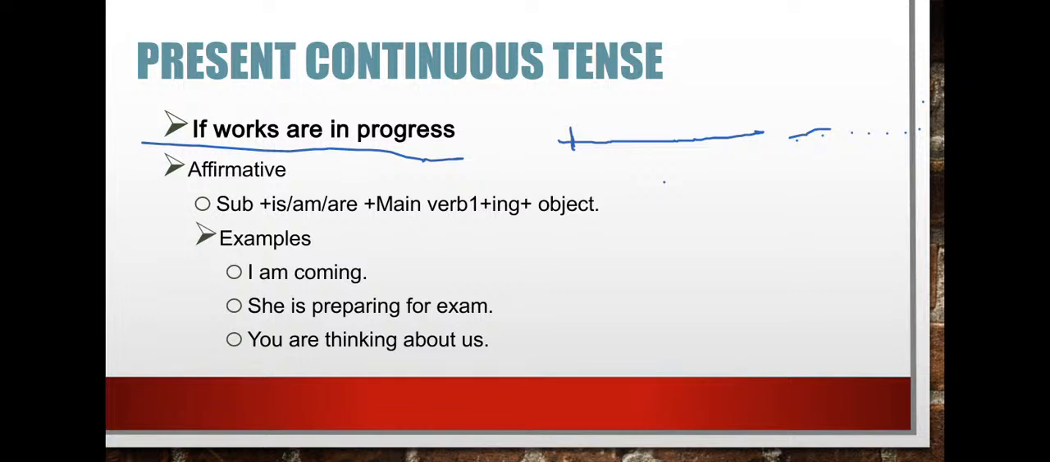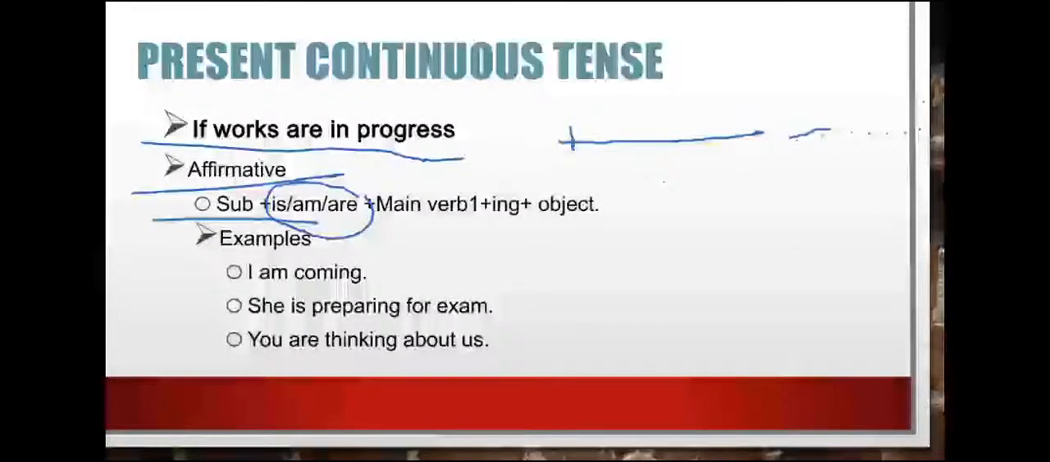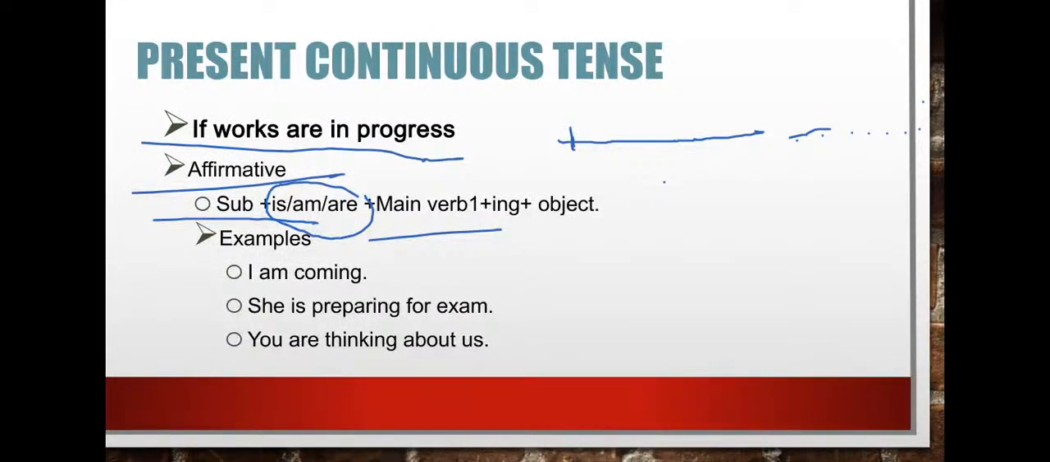Okay. The affirmative version of this one is subject plus helping verb, is, am, or are. Right now we have to use the helping verb in the affirmative as well, but in present simple we didn't use it. Now the main verb, first form of the main verb plus ing. It means the fourth form of the verb plus object or complement, could be anything.